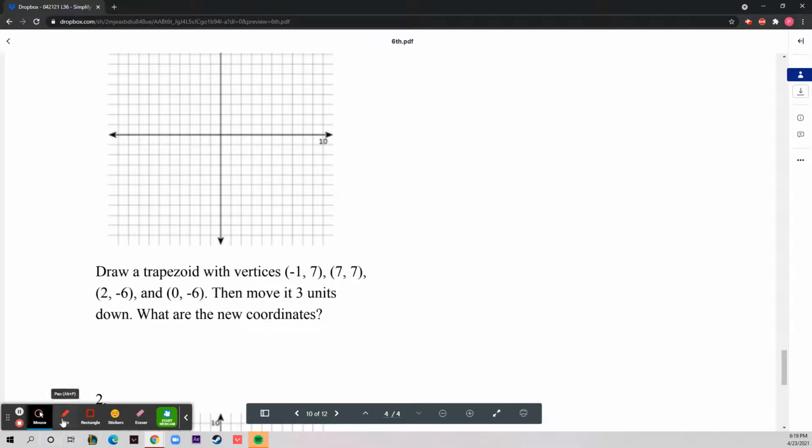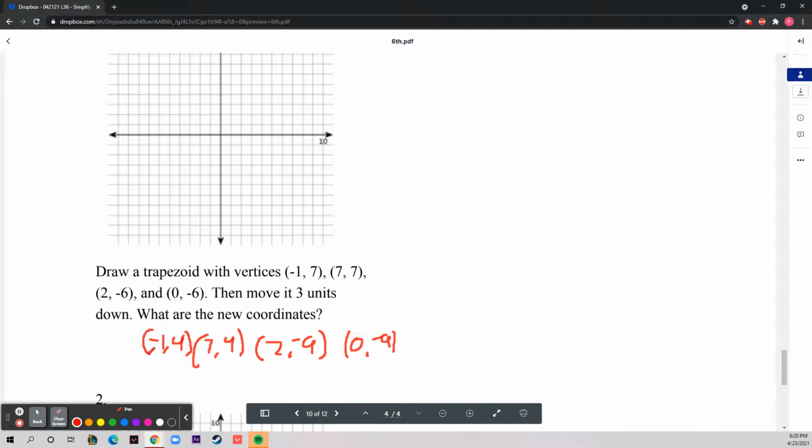So the new coordinates should be negative 1, 4; 7, 4; 2, negative 9; and 0, negative 9. Okay? And those are what your new coordinates should be. And if you check, by actually drawing it, you'll find that it turns out that way.